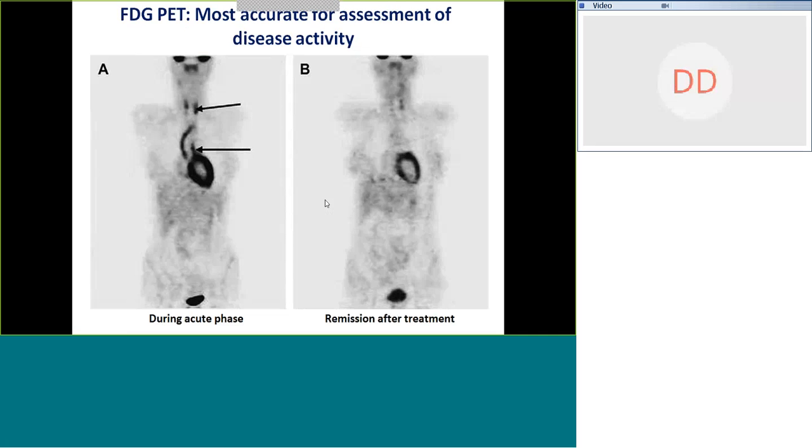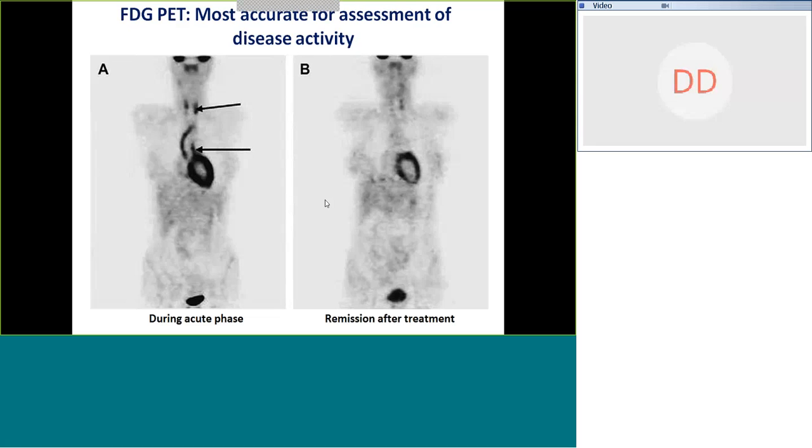This is FDG PET, which, as I said, is the most accurate way for assessment. There are lots of studies that have come up, since I think 2010 or so, where it has been used to assess activity. But FDG PET is not a simple test. It is like doing 2 CTs, so you don't want to do it again and again, and therefore we don't do it as a routine.